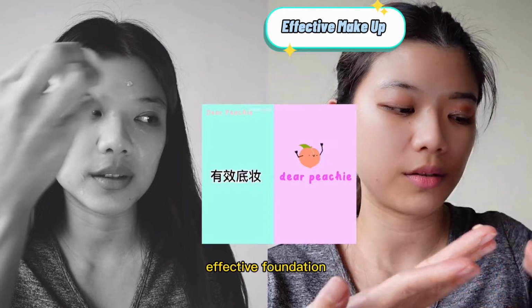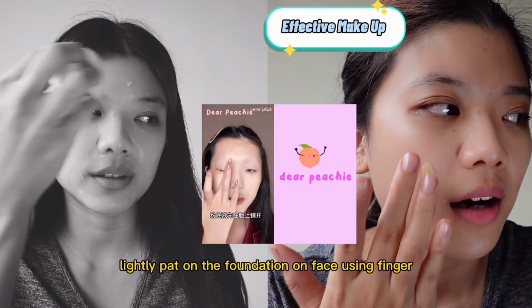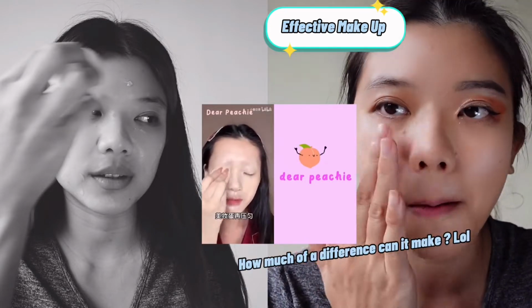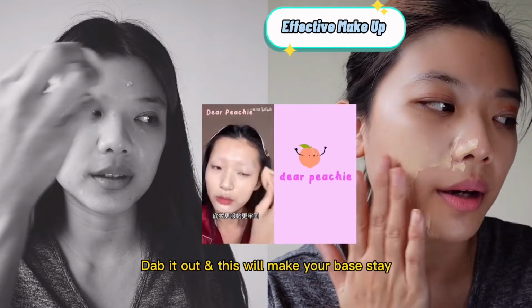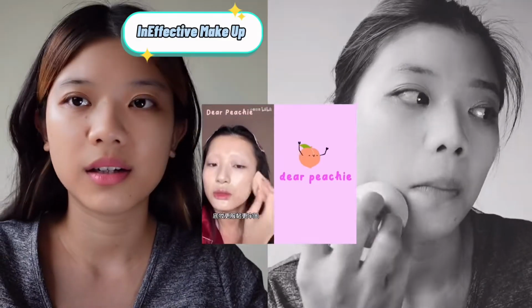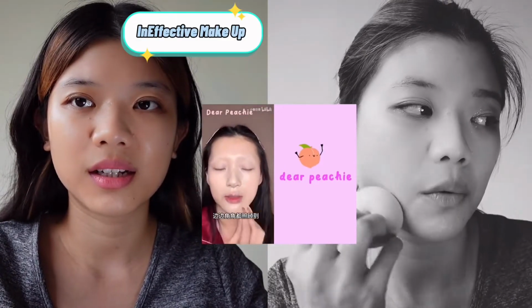Effective foundation. Lightly pat on the foundation on face using finger. How much of a difference can you make? Only dab it out. This will make your base stay cakey, flat face and uneven skin tone.